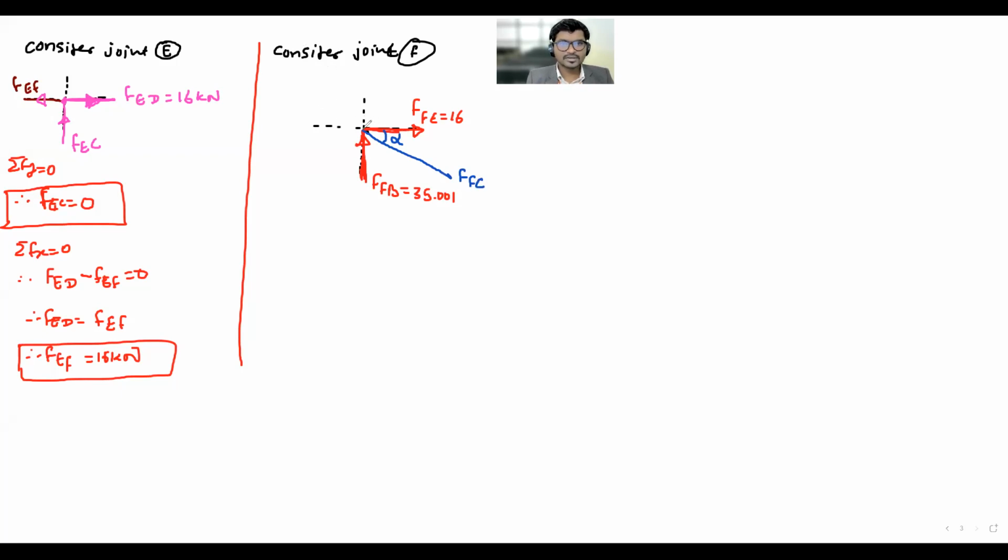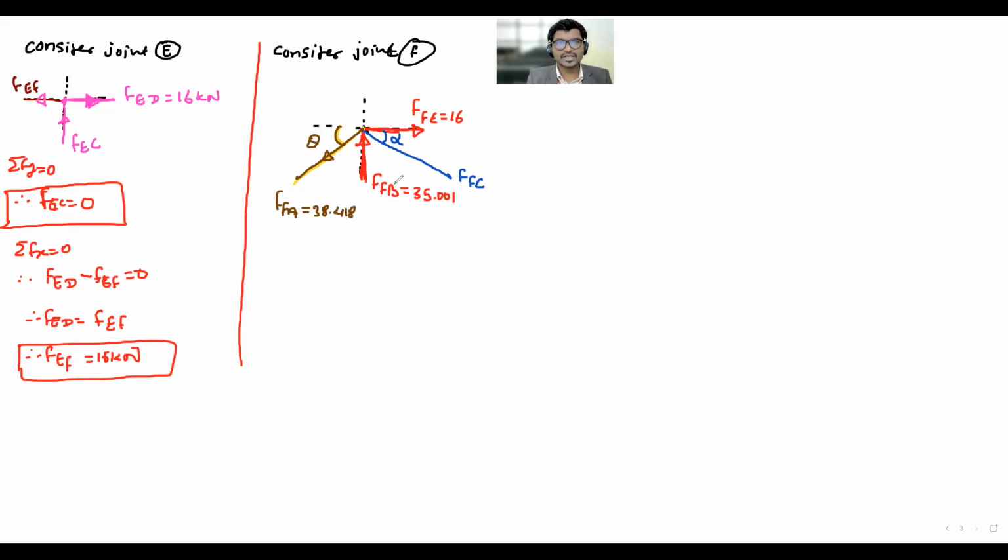Then which one remains here? Is it visible? Now is it visible? Yes, sir. Its angle is theta. This is FFA. Is its direction up or down? At F it is down. Okay, this is FFA. How much is it? 38.418. Okay, so we are knowing force in this member FFA.